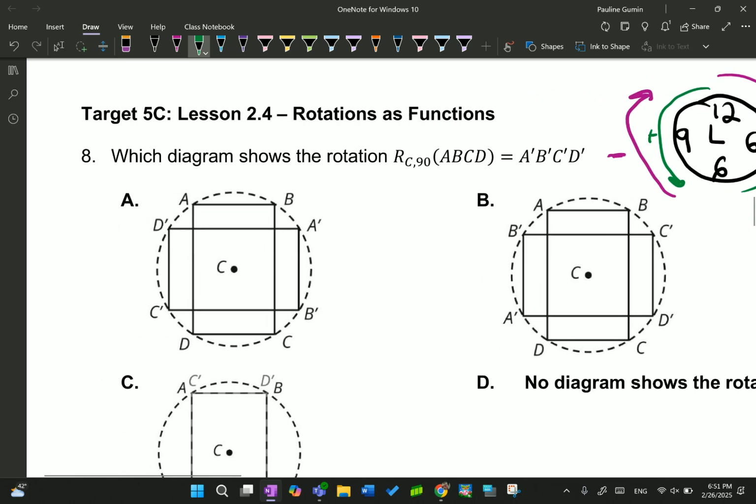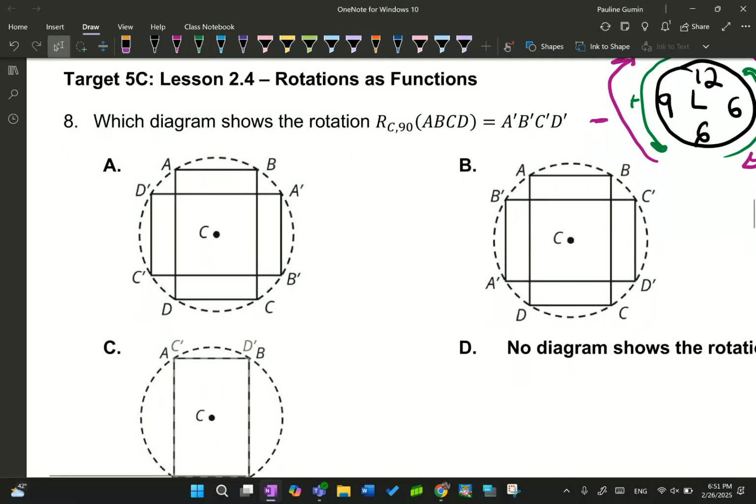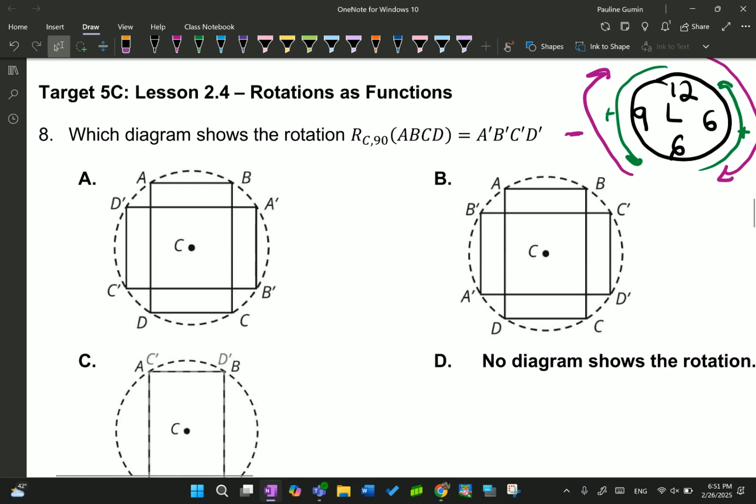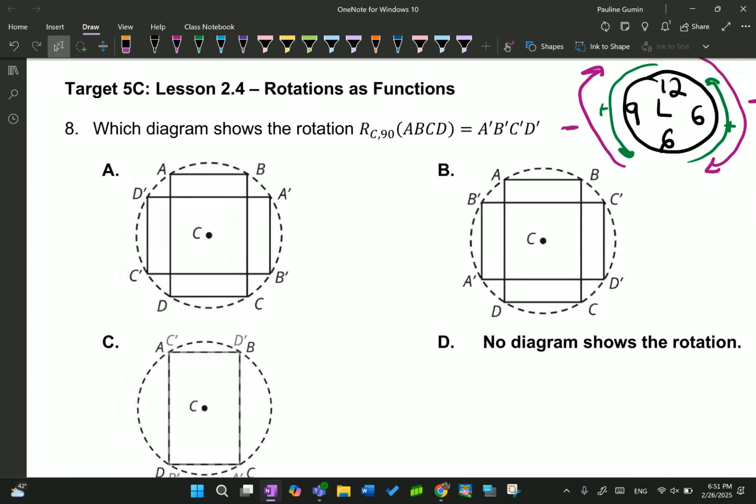So, in number 8, I'm asking which diagram shows the rotation R_C 90 of ABCD. What that means is where's the rotation around point C going 90 degrees counterclockwise using that rectangle ABCD and becoming A prime, B prime, C prime, D prime. The way I like to do it is I just focus on one of the letters and see which direction it goes. So in letter A, I'm just going to focus on A. To get from A to A prime, I'm going this way, which is clockwise.